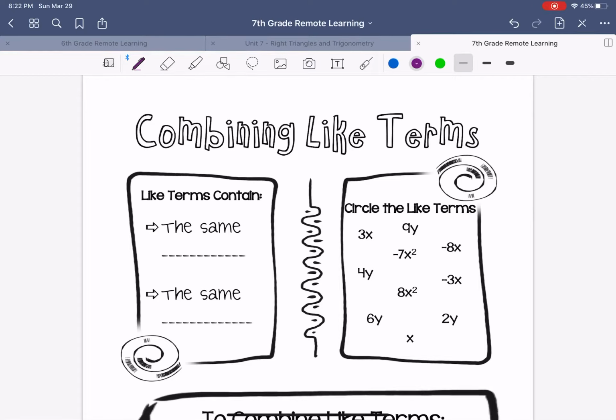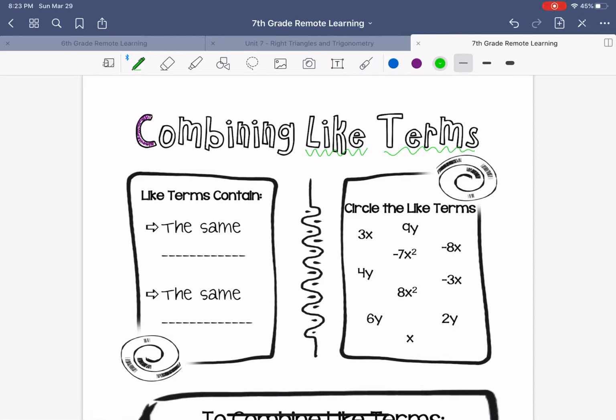Hi friends! Today we're going to talk about combining like terms, which is another way that we can simplify expressions. So first, let's talk about what we mean when we say like terms, okay?